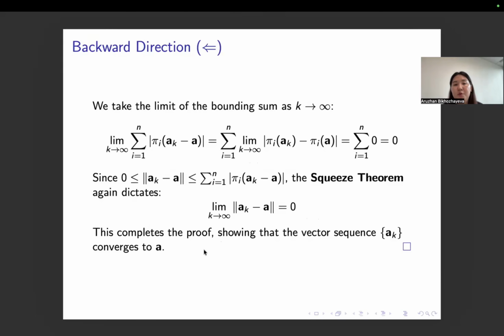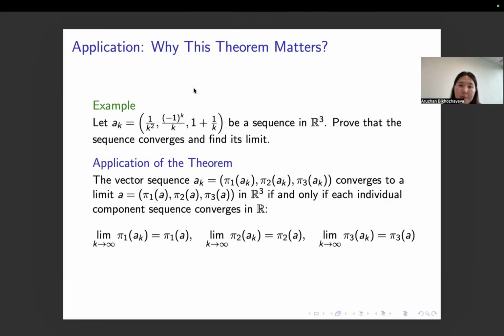Since the norm approaches zero, the vector converges, and together with the previous direction, we have proved both implications. Therefore, we can be confident that convergence in Rn and convergence of each coordinate are completely equivalent. Now let's apply this theorem to check how it works. We are given some sequence in R3. Instead of calculating a complicated Euclidean norm, let's first examine each coordinate separately.